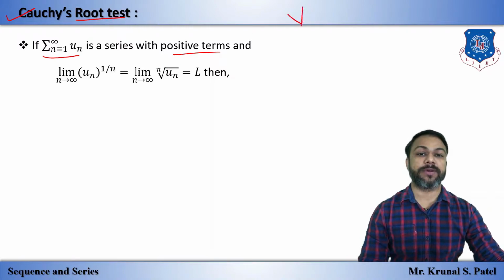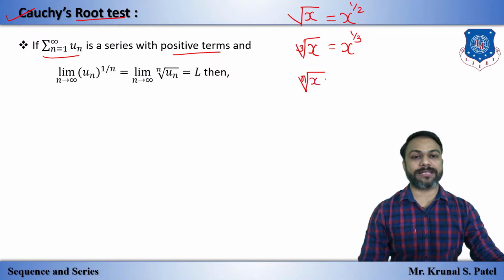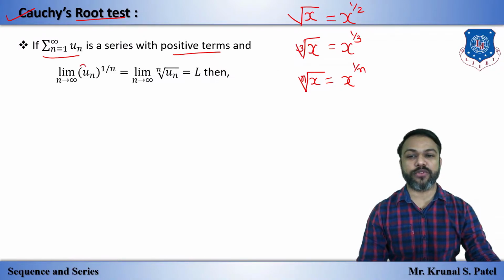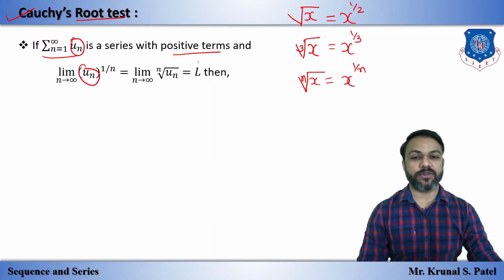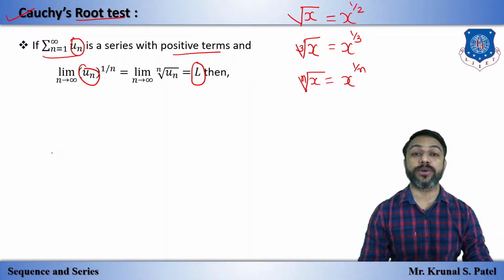As we know that if I am writing square root of x, that means x raised to 1 by 2. If I am writing cube root of x, that means x raised to 1 by 3. And same way, nth root of x is written as x raised to 1 by n, so this is nth root, that means it is root test. Nth root of un, the given series' nth term, which is also L, and same condition as ratio test.